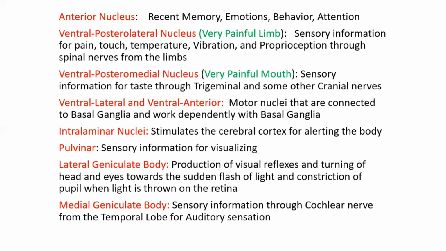Then the next nuclei are the ventrolateral and ventroanterior nuclei. These two nuclei perform motor function. They are the motor nuclei of the thalamus, and they are connected with the basal ganglia, and they work dependently with the basal ganglia.